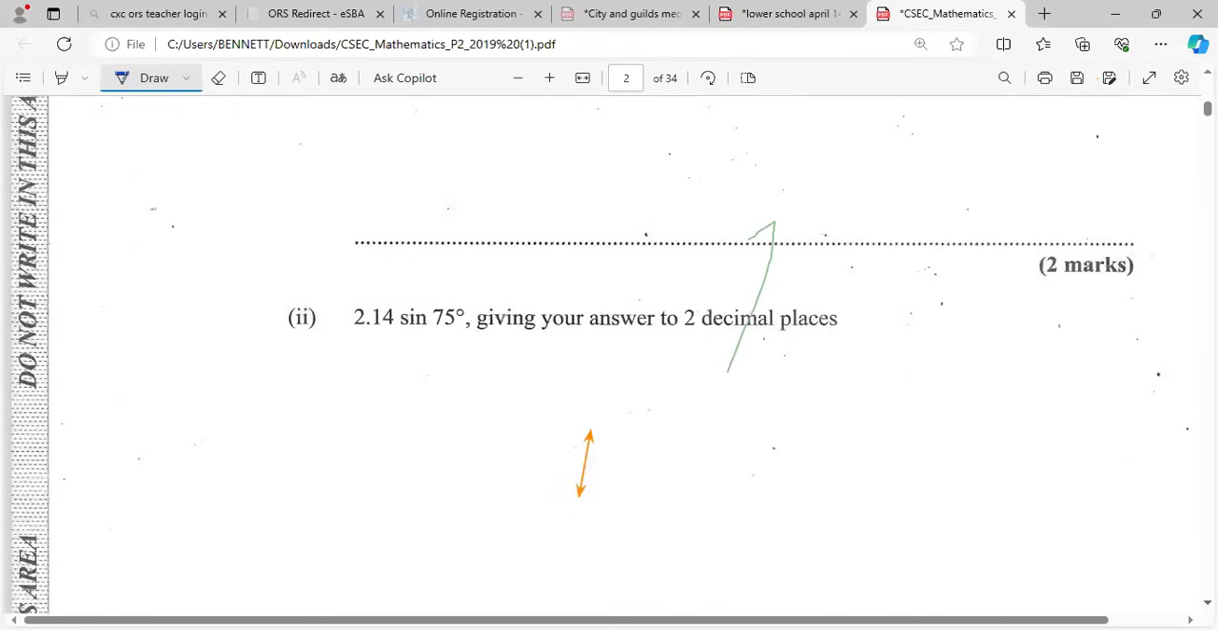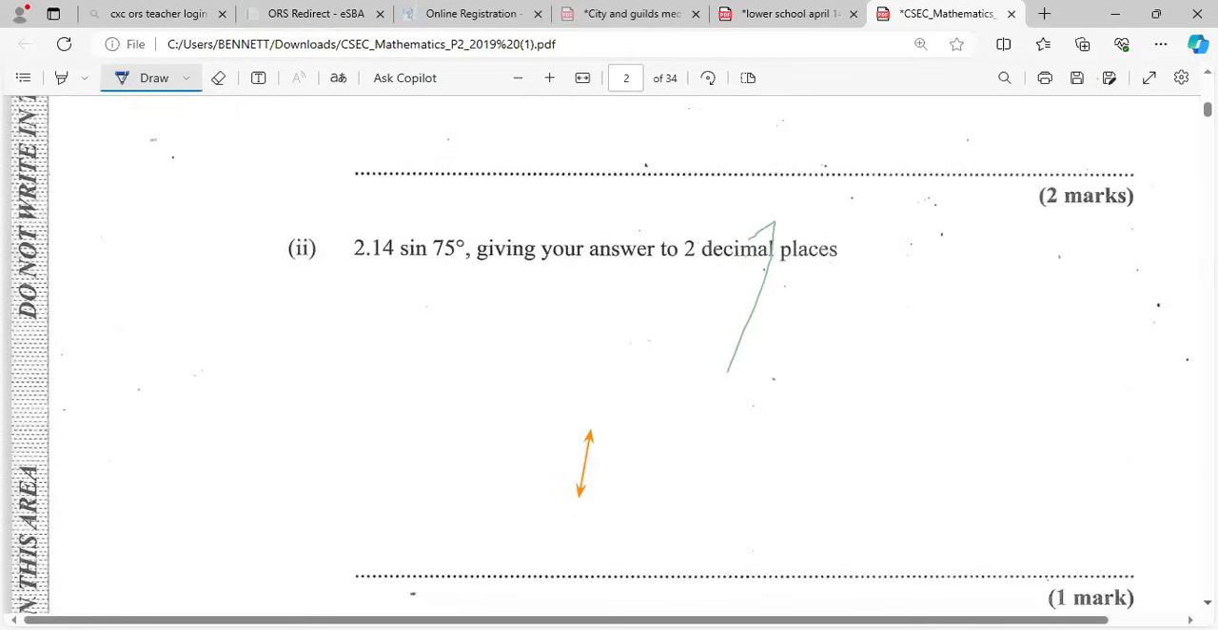Oh, by the way, everyone should have the calculator. This is actually 1 mark, guys. So let's see if we can do this in 1 minute, and then we proceed. So it's 2.14 sin 75. Give your answer correct to 2 decimal places. So they actually want 2 decimal places, and this is only 1 mark.